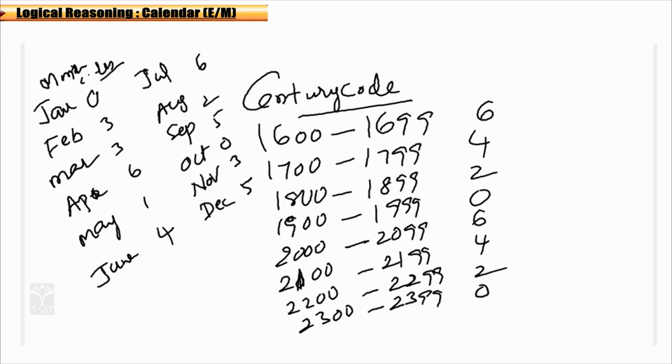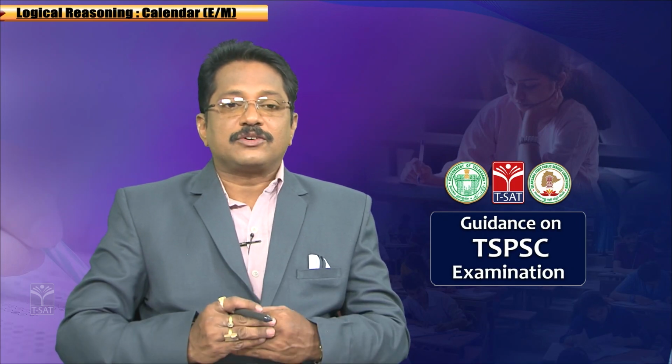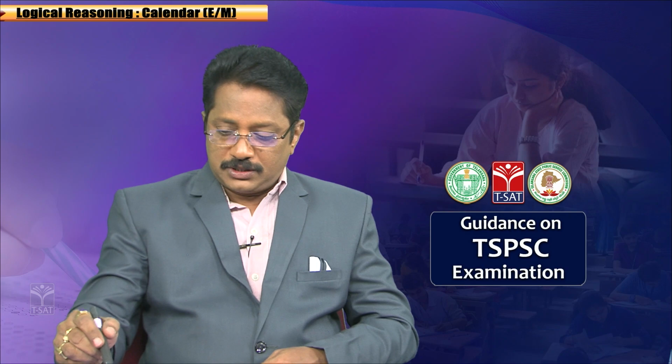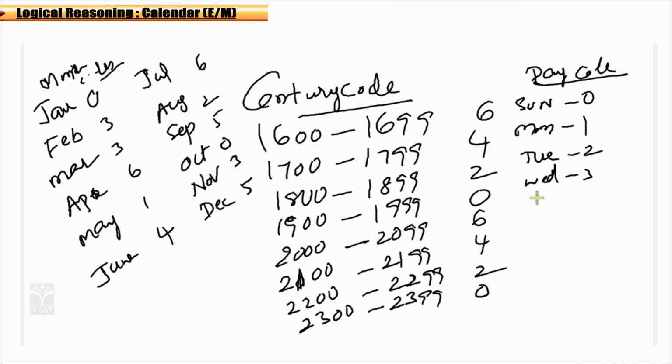Now we will see the day codes. Day code means Sunday, Monday. Now the code of the day. What is the first one? We will start with Sunday, no? So Sunday is 0, Monday is 1, Tuesday is 2, Wednesday is 3, Thursday is 4, Friday is 5, Saturday is 6. That's it.